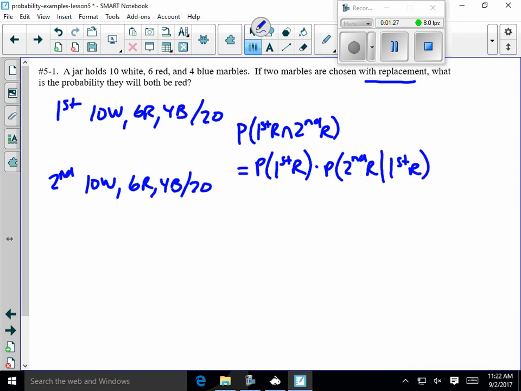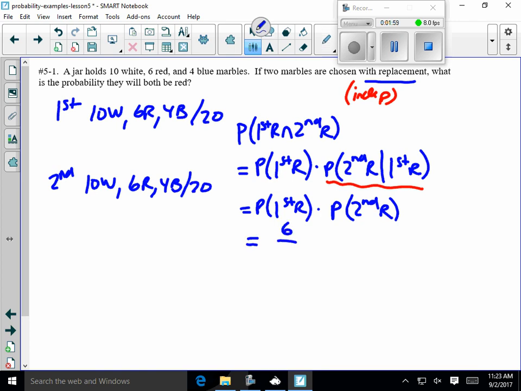But because these are with replacement, that makes these draws completely independent, right? The probability is not going to change for the second draw because by replacing the ball, they're the same. So because of that, we get to simplify this probability formula in this case. We could say that this is equal to the probability of the first one being red, and then the probability that the second one is red, and we don't have to account for the first one being red because it doesn't change, because we've placed the ball back. And each of those probabilities would be the same.